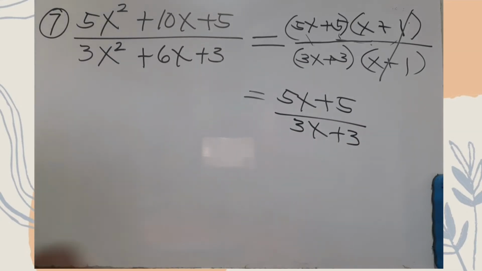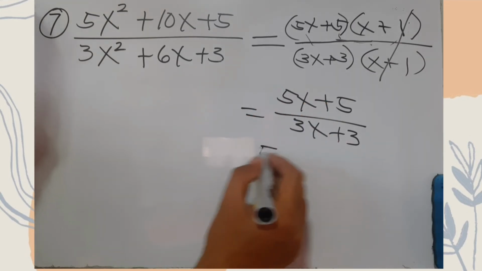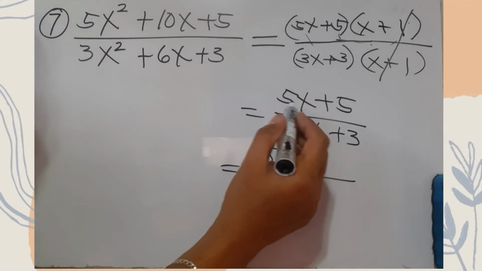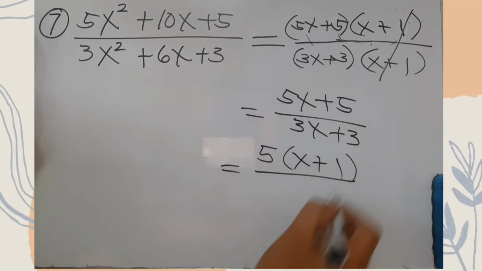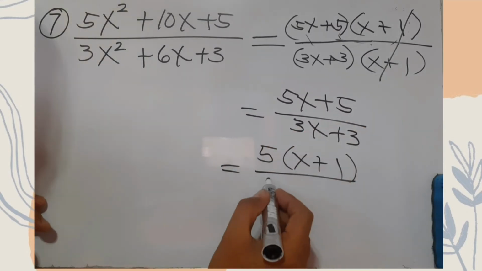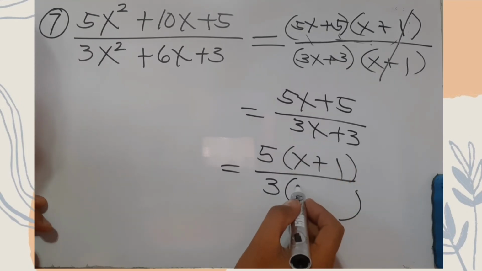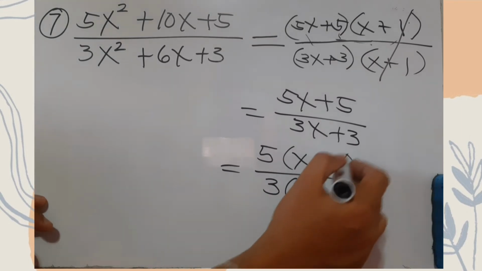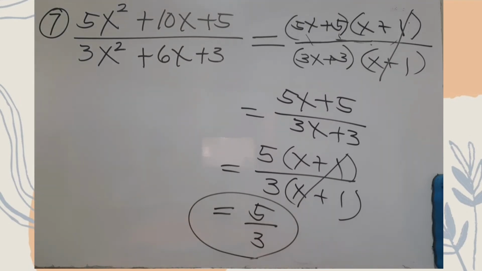Then we notice that on the numerator, 5 is common, so we will factor using 5 as common. 5x divided by 5 is x. 5 divided by 5 is plus 1. On the denominator, the common factor is 3. 3x divided by 3 is x. 3 divided by 3 is plus 1. Cancel x plus 1. Therefore, the simplest form is 5/3.